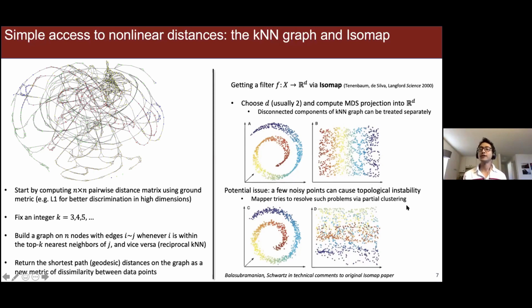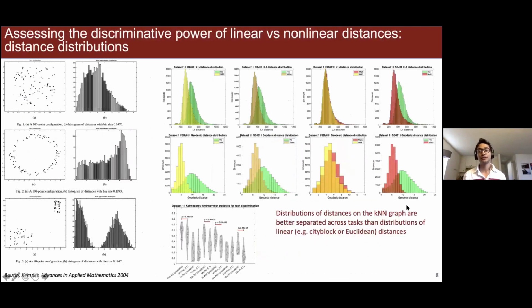All right, so we're trying to ascertain how well these linear versus nonlinear filters work, how discriminative these distances are. So we actually use a technique of distance distributions. It's been shown that distance distributions, basically the histogram of distances that appear in your data set, can characterize shapes up to rigid transformations with a few exceptions.